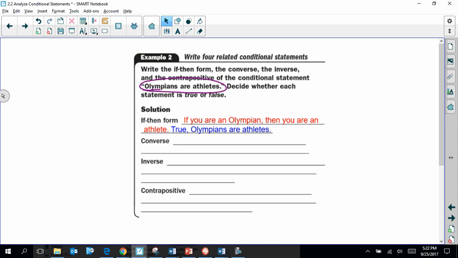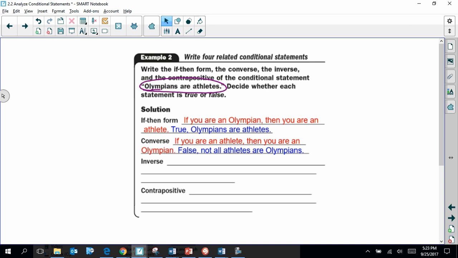Now, the converse statement is where I'm going to take my conditional statement. I'm going to take the if-then that we just wrote, and I'm going to rewrite it where I reverse the order of the hypothesis and conclusion. So the way that I write that is I'm going to say, if you are an athlete, then you are an Olympian. So between the first statement and the converse statement, all we did was reverse the order of the parts. Now, the converse statement in this case is true. If you are an athlete, then you are an Olympian. Because there's a lot of people that are athletes, but they don't compete in the Olympics.